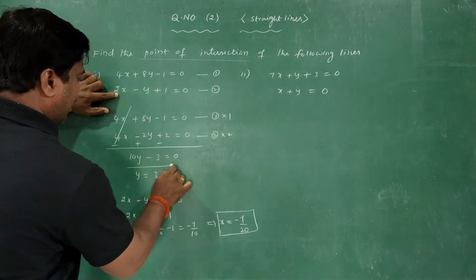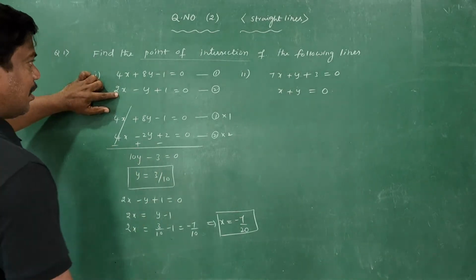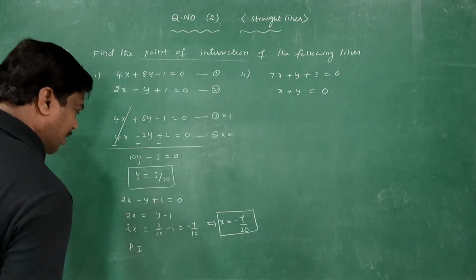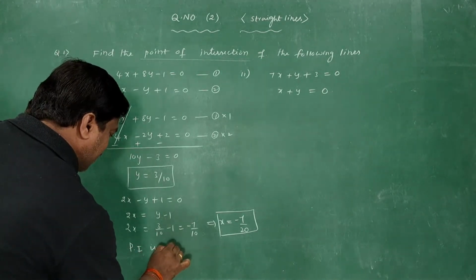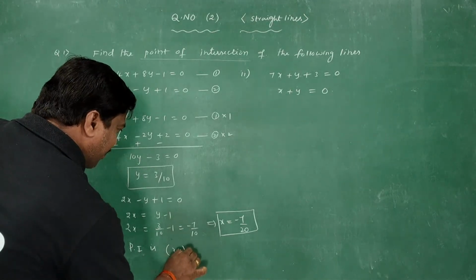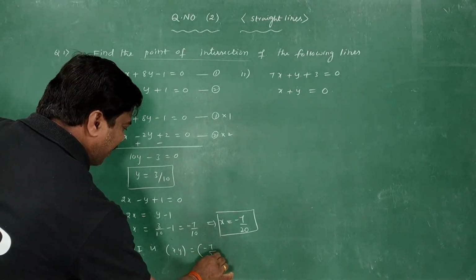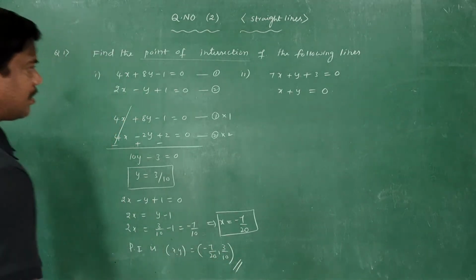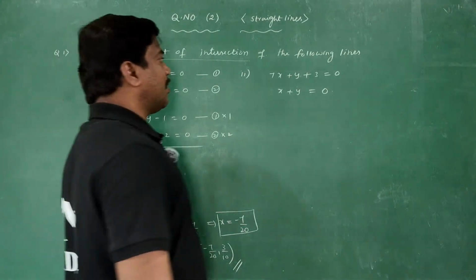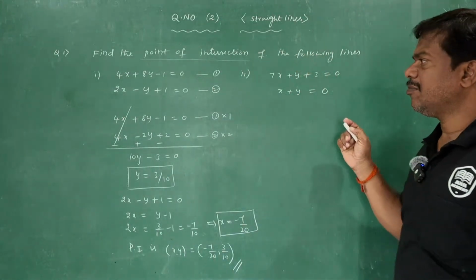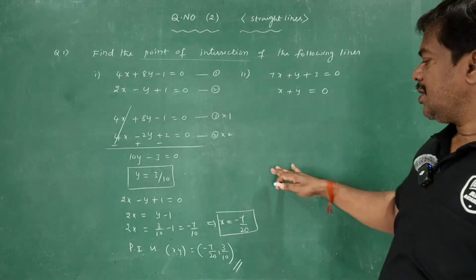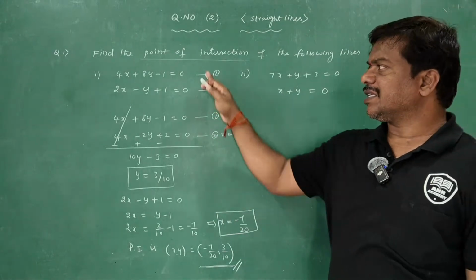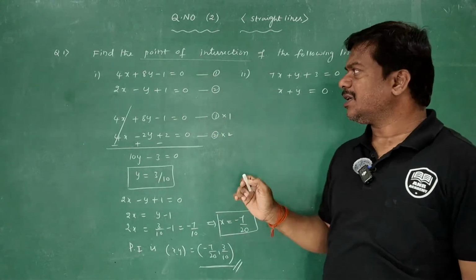This is the x coordinate and this is the y coordinate. Therefore finally you have to write the point of intersection of given lines. Point of intersection is x comma y equal to x coordinate minus 7 by 20 and y coordinate 3 divided by 10. This is your answer. In the same way, you have to solve this one. After getting the result, you may verify whether the point satisfies the given two equations or not.